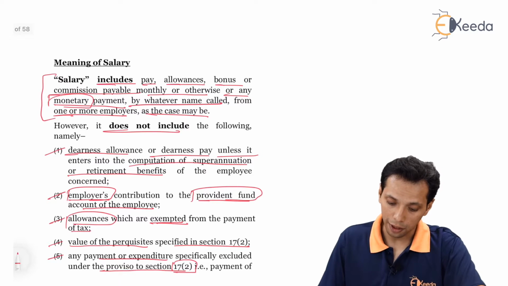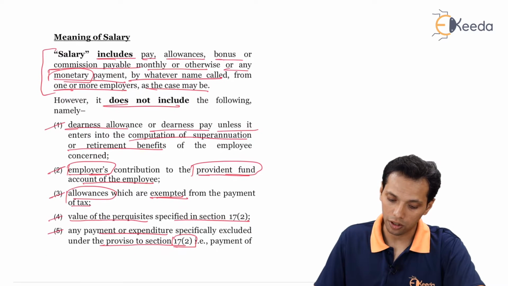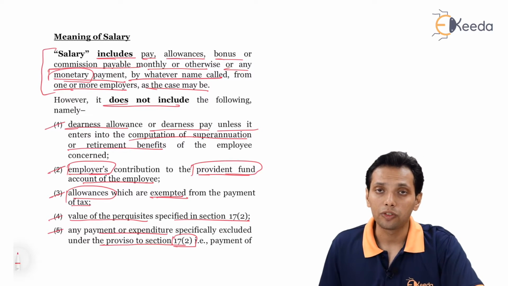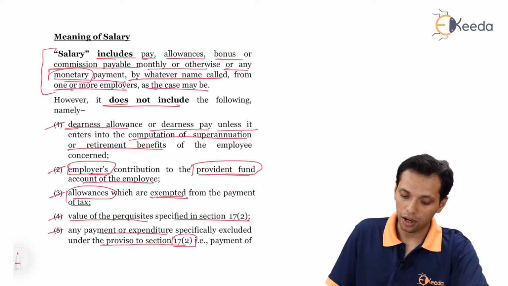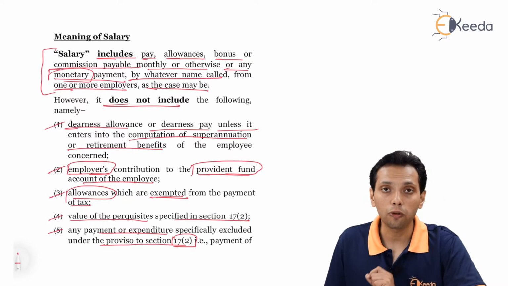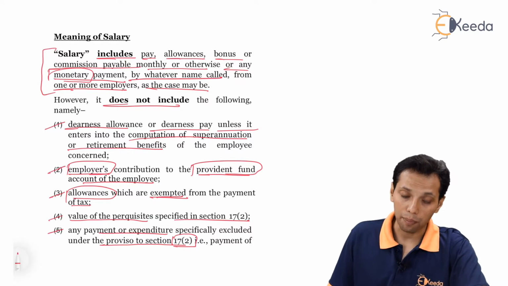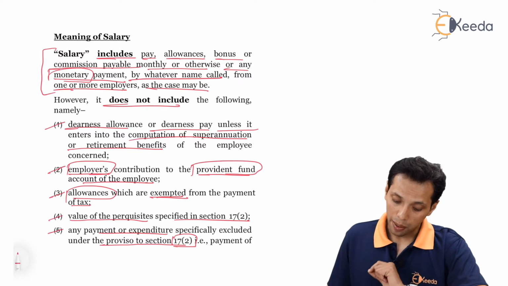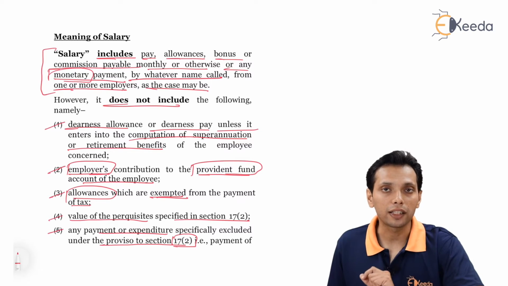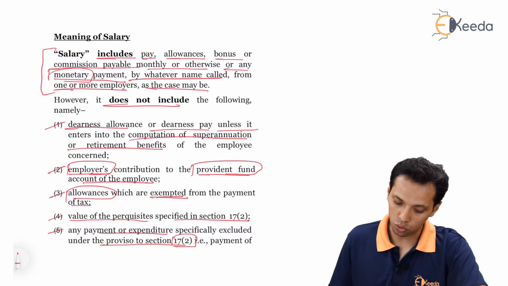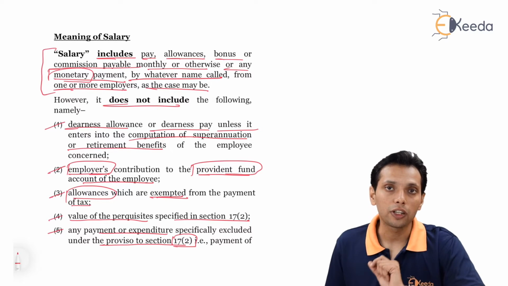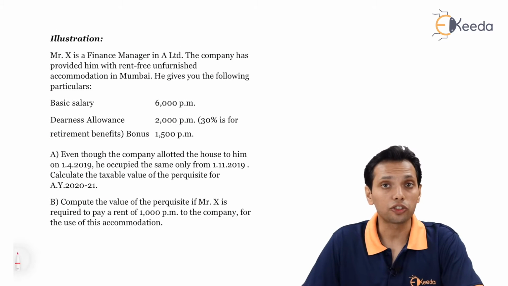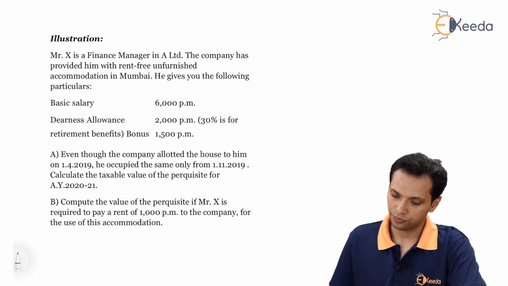So the definition of salary over here includes only monetary payment, and the items which are to be specifically excluded are dearness allowance if it does not form part of the retirement benefit, employer's contribution to PF, allowances which are specifically exempt, payment or expenditure which are specifically exempt under proviso to section 17(2), and value of perquisite which is defined under section 17(2).